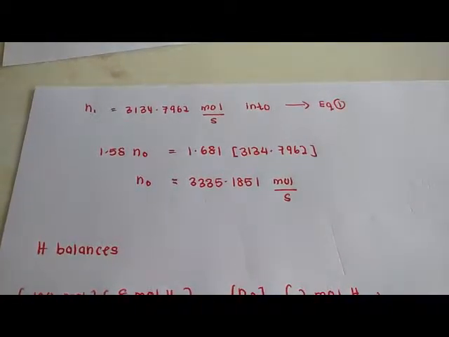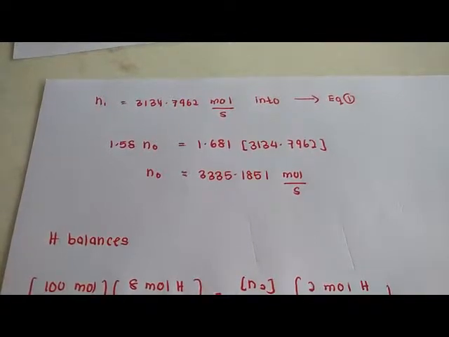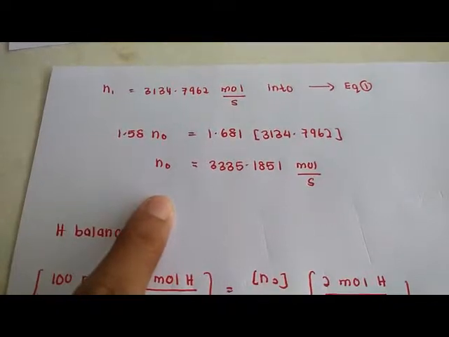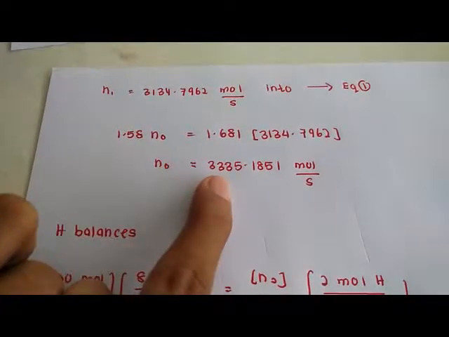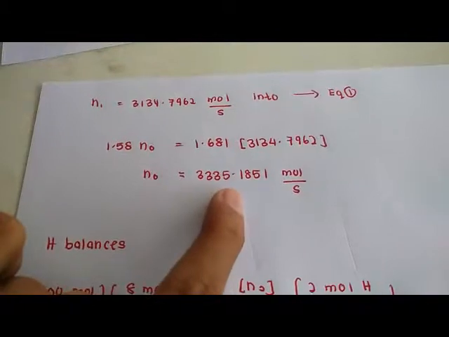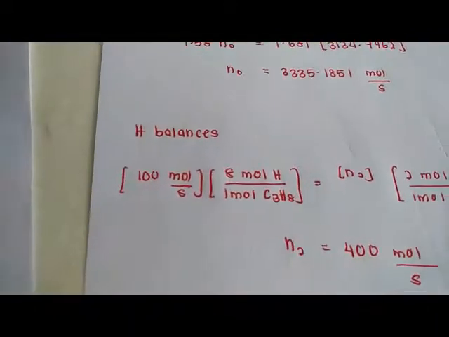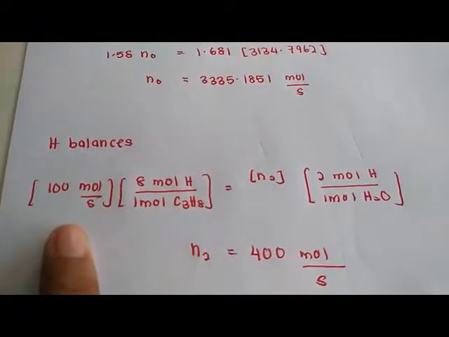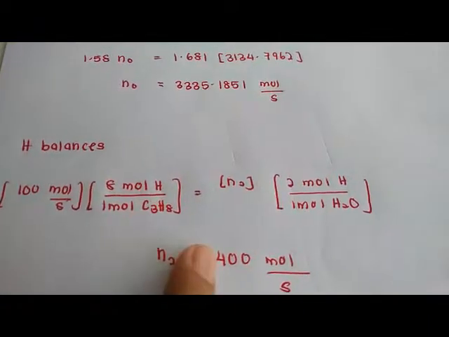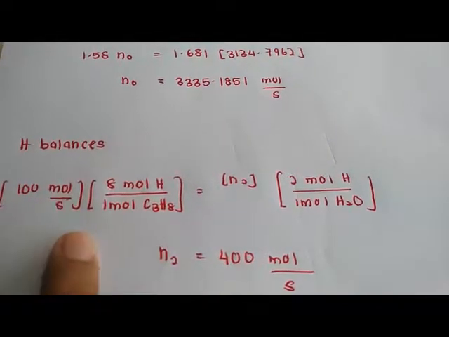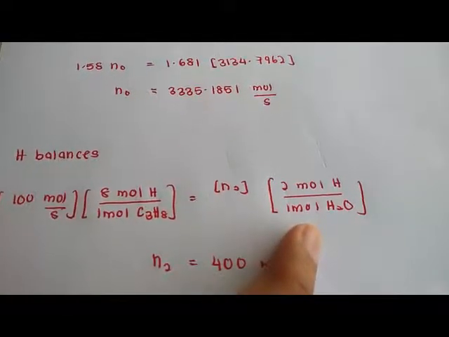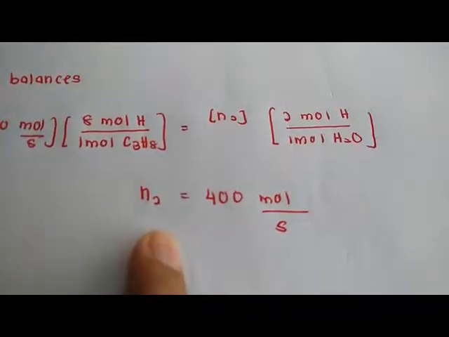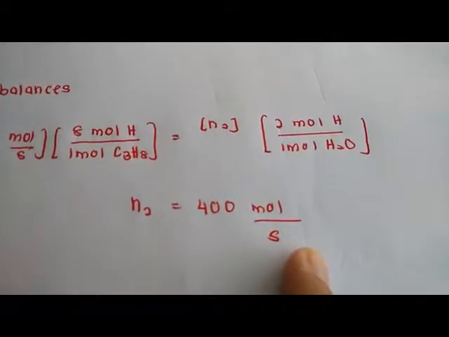Okay, after we find the N1, we put the N1 into equation 1. So from that equation we will find the NO. So the NO is 333.1851 mole per second. So the H balance, we need to find the N2. From the H balance, we put all the data, inlet equal to the outlet from the propane combustion. So we will get the N2 equal to 400 mole per second.